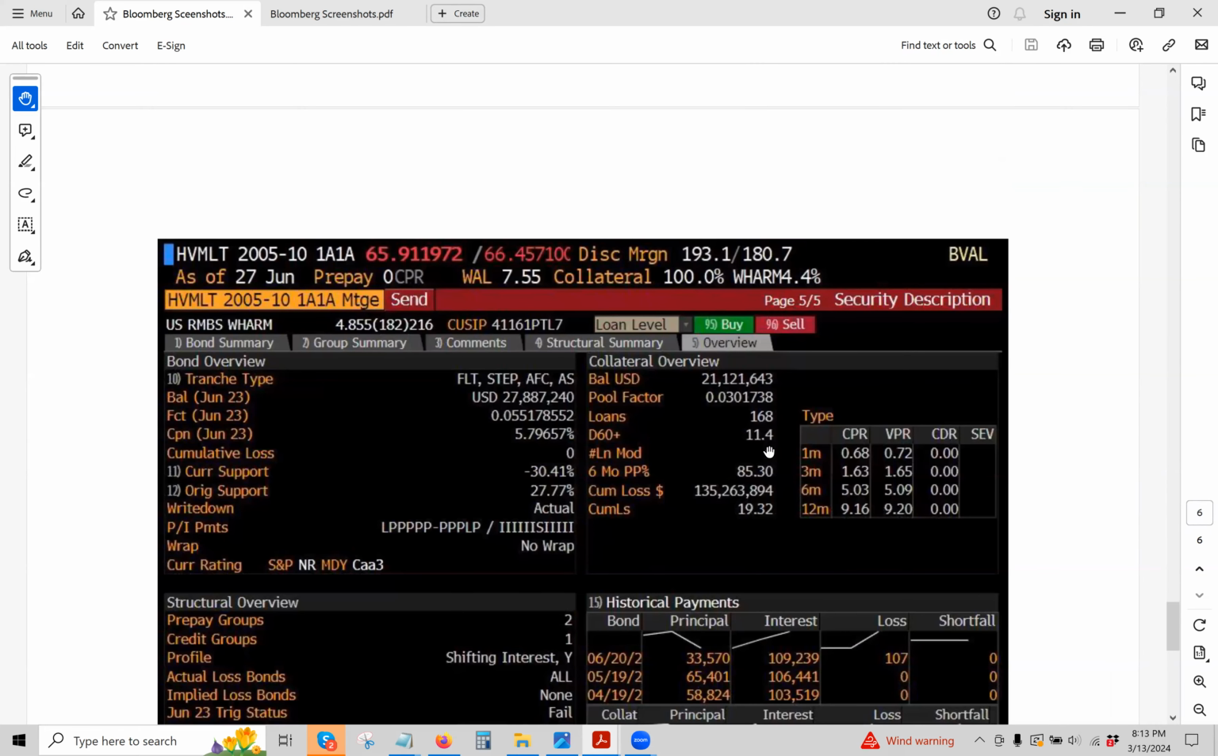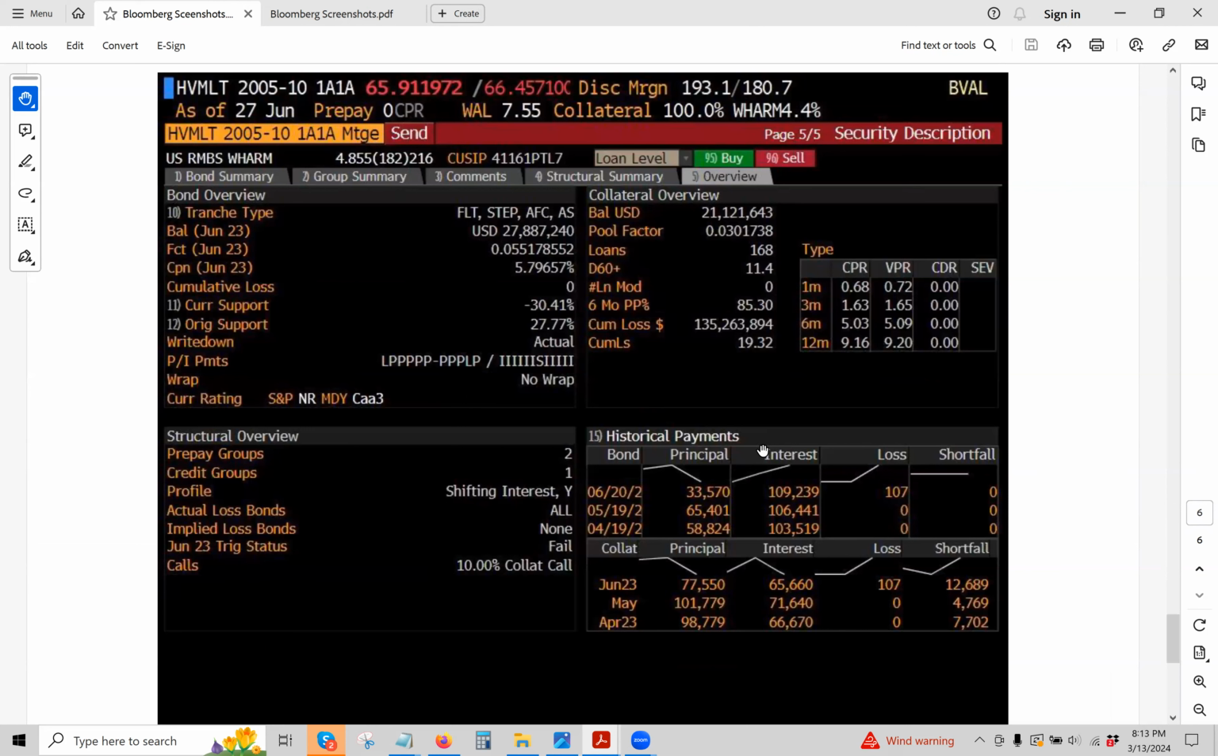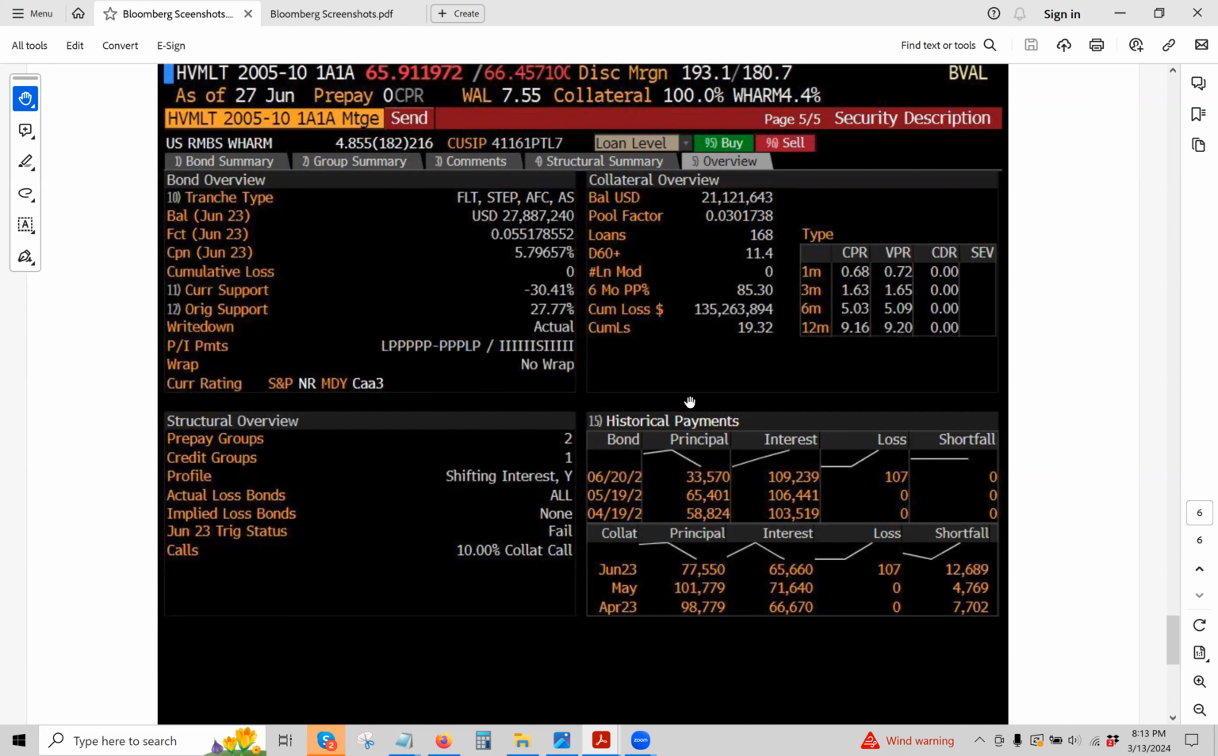And this is the overview tab. So again, just giving you some of the information they already reiterated. Again, the tranche types, the balance. You see some other percentages here, and the collateral overview here, showing you the collateral. Again, showing you how many loans are in there, as you see here. So here's the historical payments, okay, the bond, the principal, the interest, and that's showing you that here in this bottom right, and some other information here relating to the structural overview.